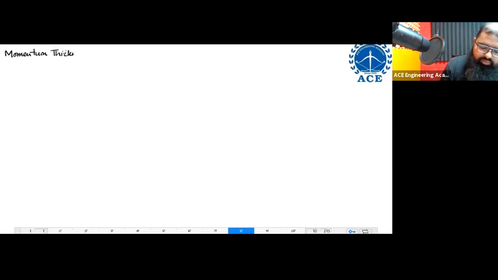Momentum thickness. There's a particular thickness we have to speak about, which is known as momentum thickness, represented by theta. Now, how do we define this momentum thickness?